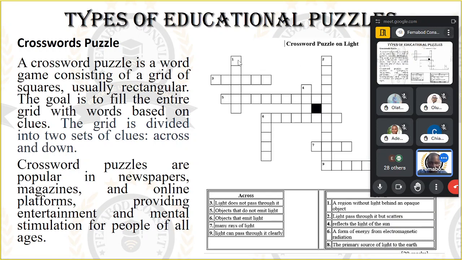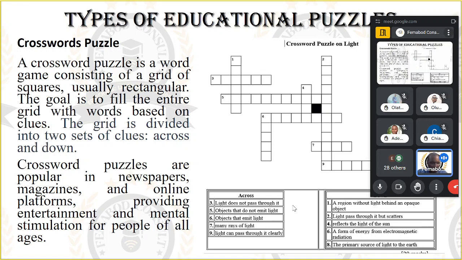They will write in the place provided, number one. For me, this is going to be shadow. Then they put down the shadow. Then, light passes through it but scatters. That's a translucent material. They come to number two and write translucent for me. It also helps them to build their vocabulary and spellings too.